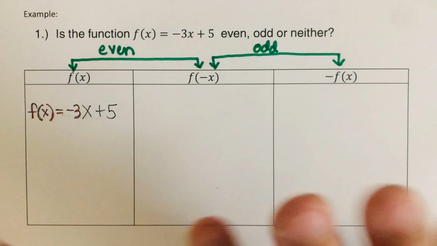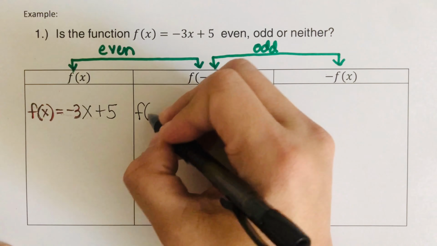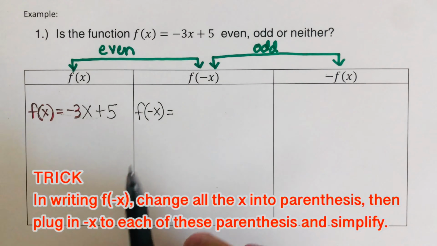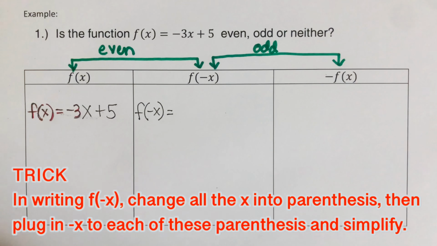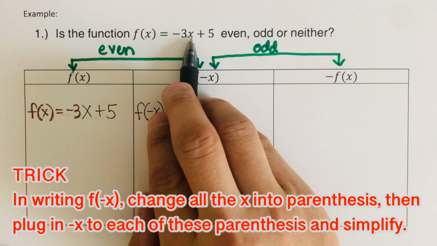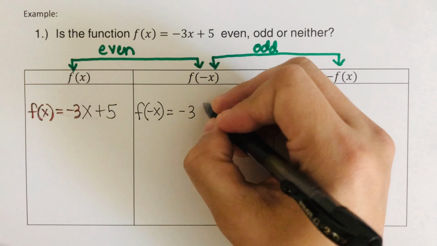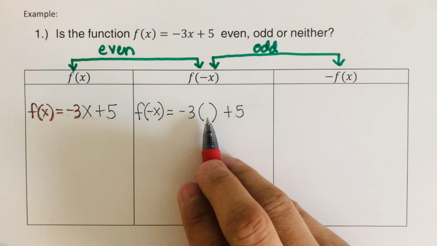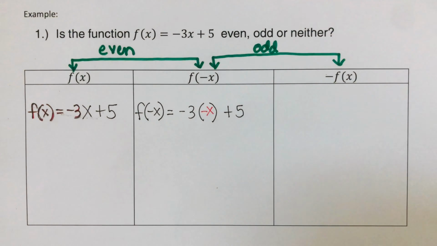Now, in order that we can write this f of negative x, I'm just going to write that down here. F of negative x is equal to, the trick in writing f of negative x is to change all the x's into parentheses, then plug in the negative x to each of these parentheses and simplify. So in this problem, I'm going to change this into a parentheses. And so this would come out negative 3 parentheses plus 5. And then inside this parentheses, we plug in negative x to it.